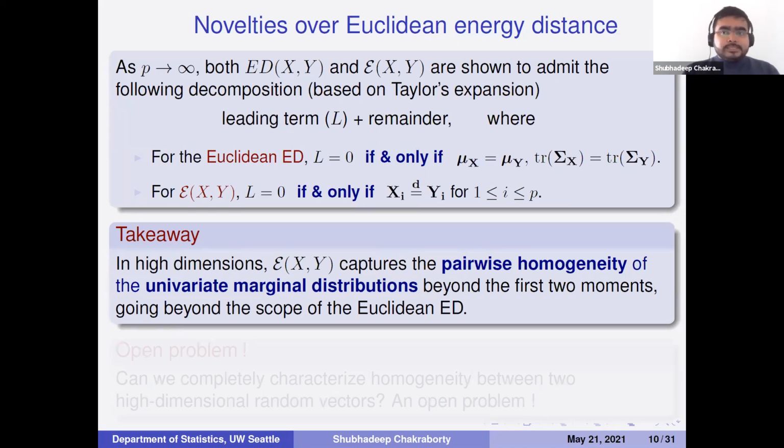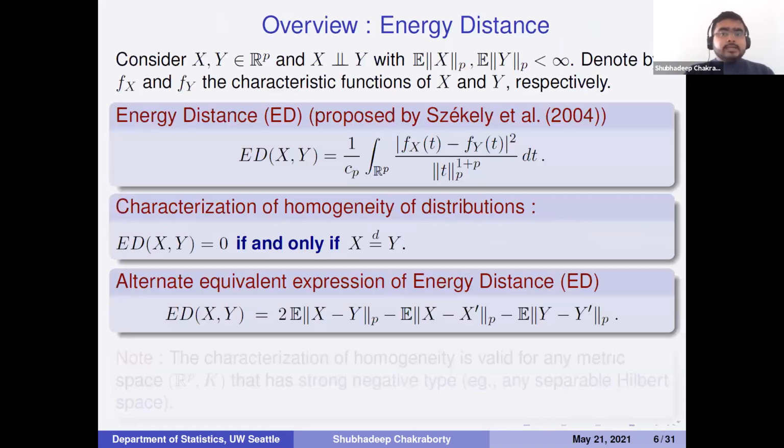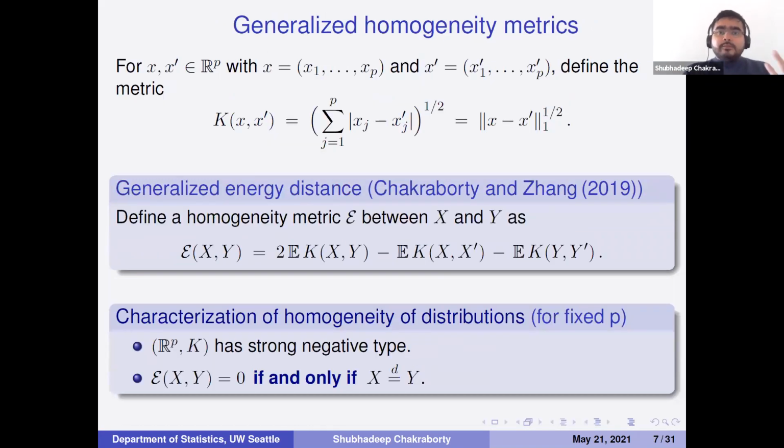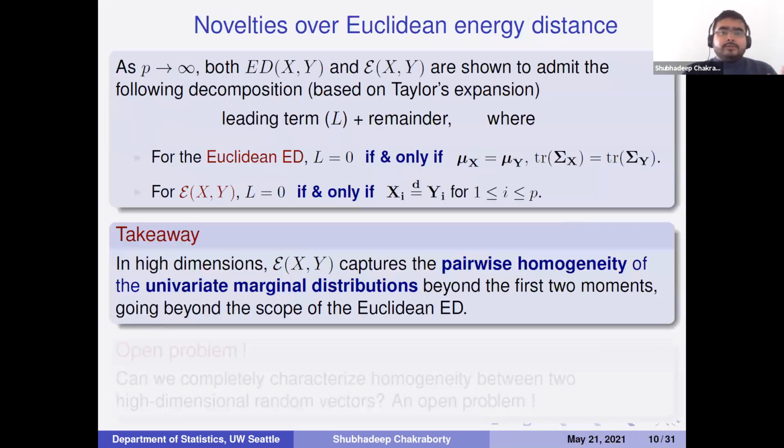In our paper, to be precise, we proved a more general result, but for the sake of simplicity, I just present this. So what we have talked about so far is what is energy distance, its characterization of homogeneity of distributions, its problems in the high dimensional framework, the generalized energy distance that we proposed, its estimators, and how it overcomes at least partially some of the limitations of energy distance.